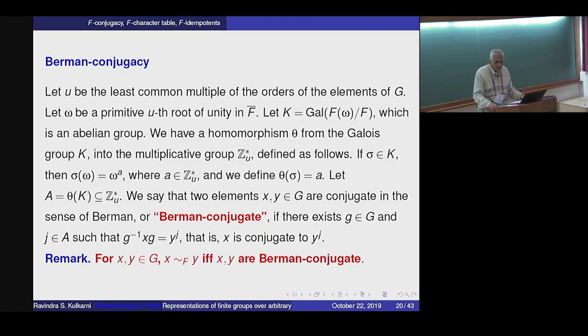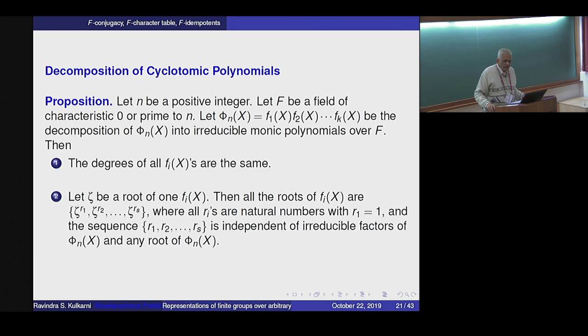We say that two elements of G are Berman conjugate if there exists g in G and a J in A, such that g inverse X g is Y to the J. And one has to prove a theorem, it's not merely a remark, that X and Y are F-conjugate if and only if they are Berman conjugate. And so the F-conjugacy classes are in one-to-one correspondence with F irreducible representations.